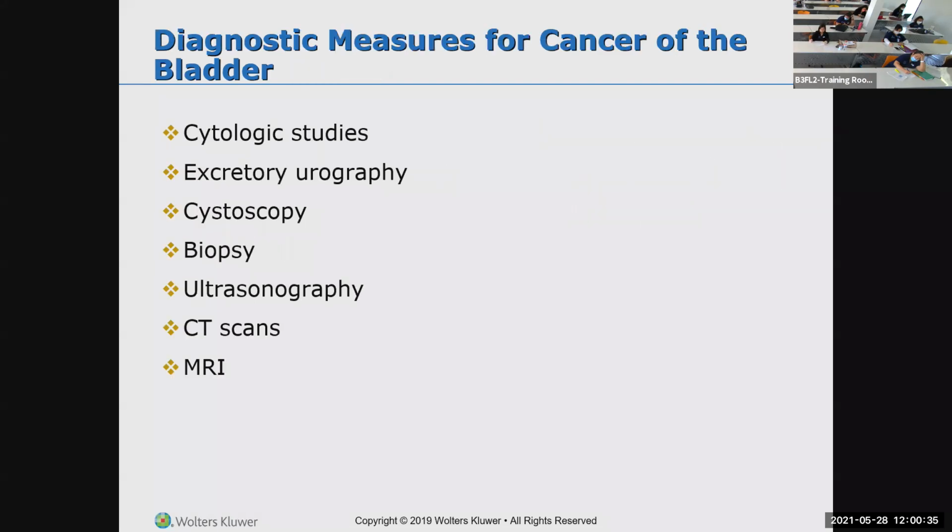Okay, now diagnostic measures, cytologic. Remember, we did the biopsy and cytologic studies. It became cancerous. Excretory urography, cystoscopy, biopsy, ultrasonography, CT scan, MRIs. All these are the tools to confirm the diagnosis.